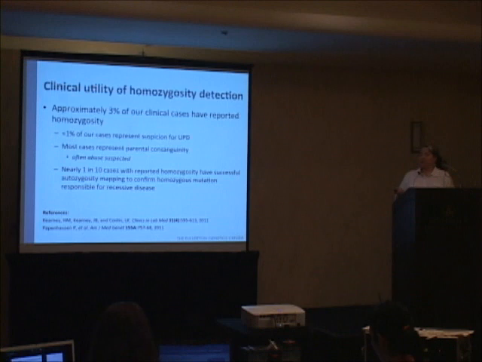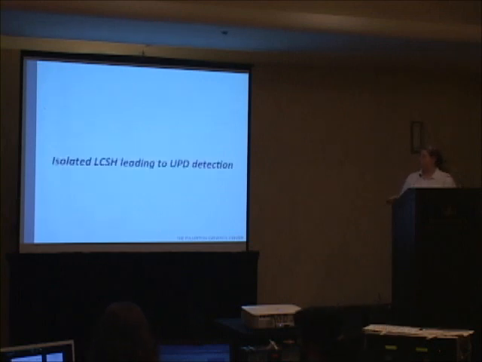Because in nearly 1 in 10 cases, whether we report a suspicion for UPD or a suspicion for parental consanguinity, and we say you have this or that block of homozygosity, nearly 1 in 10 times we can find the recessive mutation. That might have gone down a little bit because we haven't had a case in a while, but it's a significant amount of cases. So when do you consider UPD?